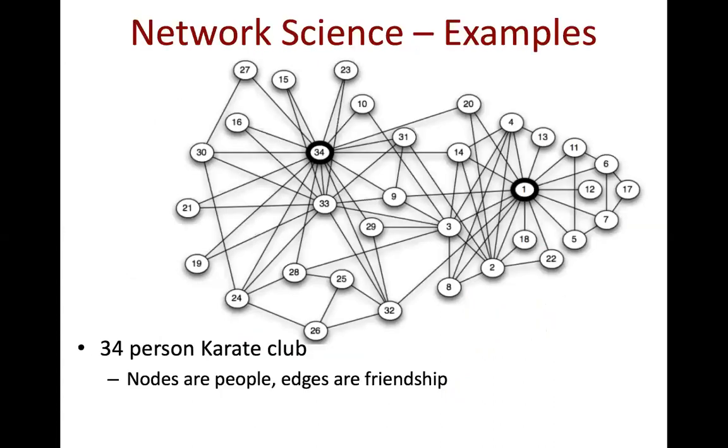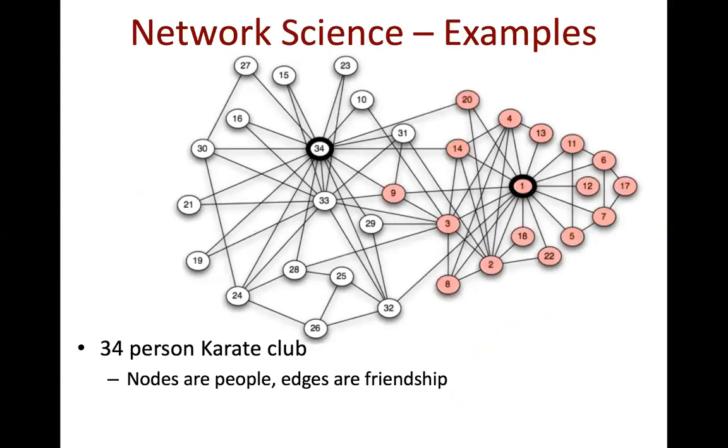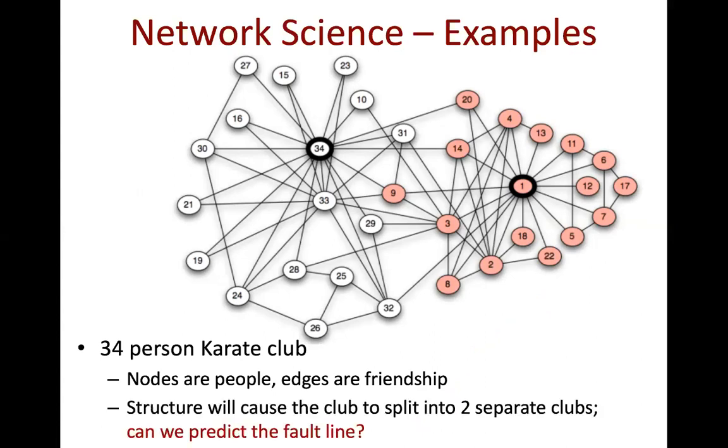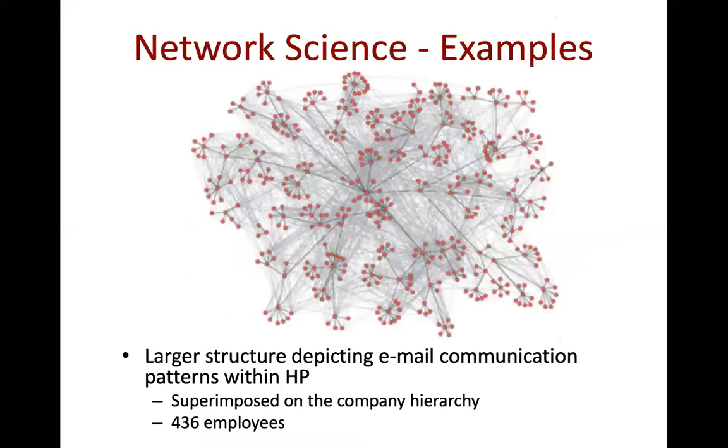A couple of examples of networks: this one is a karate club. We will be talking about this club a little later. It has clusters, like two disjoint networks, of friendship, and this club was split into two separate clubs in the end. Basically the question is: based on this information and network structure, can we predict where the network will be split into two in the future, by looking at the structure and using some analytical algorithms to figure that out?